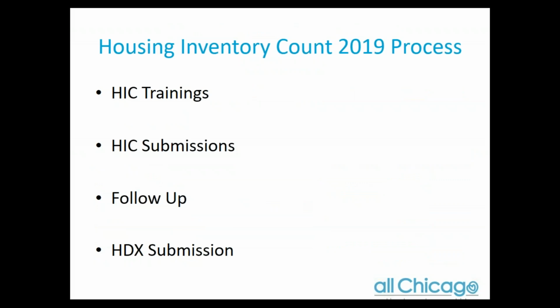Now that we've reviewed the changes from last year, on your screen, you'll see what the process is. So the nice thing is that you're in the first step, you're attending one of the HIC trainings. We've also been doing in-person trainings with the Department of Family and Support Services. Those are for all those programs that do the point-in-time shelter count. And we also have a webinar available on the All Chicago website.